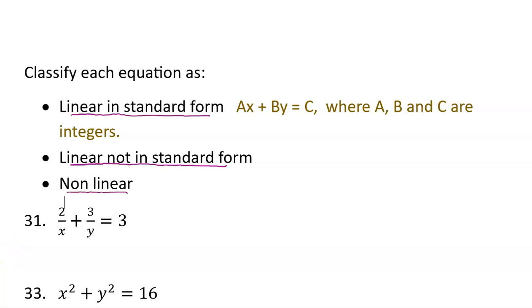So number 31, what kind of equation is this? Nonlinear. Here's the reason. The exponent on the x and on the y is not a 1.